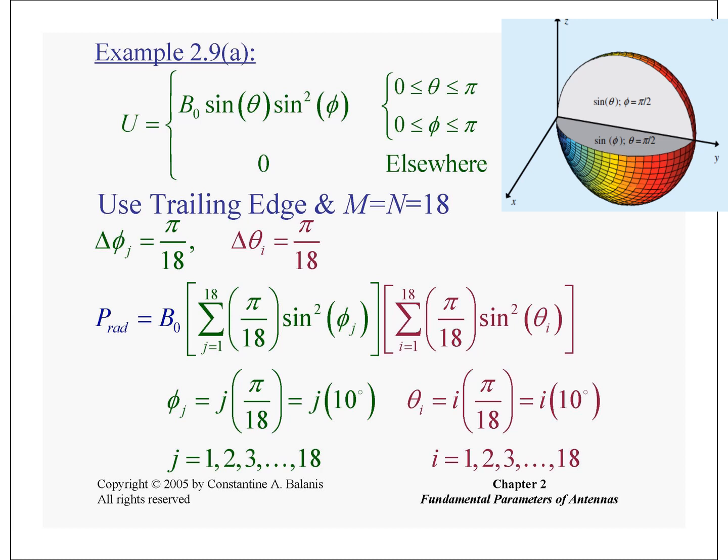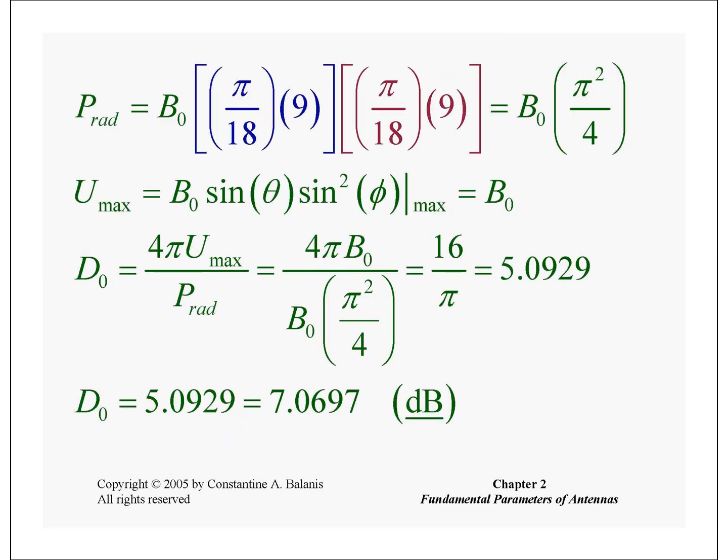So phi j is the angle at those points, where j is equal to 1 to 18 samples along the phi plane, and i is equal to 1 to 18 samples across the theta plane. So there will be 18 values of theta, and that will give us the total radiated power. Total radiated power will be calculated to be B naught pi squared by 4. Each summation gives us a value of 9.